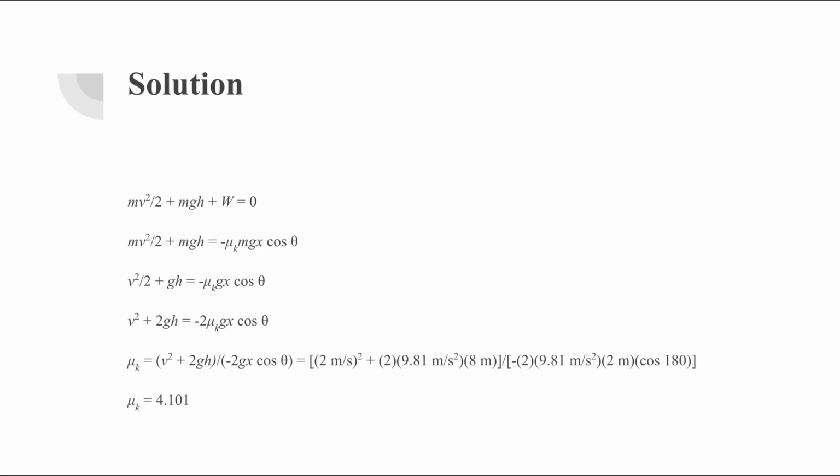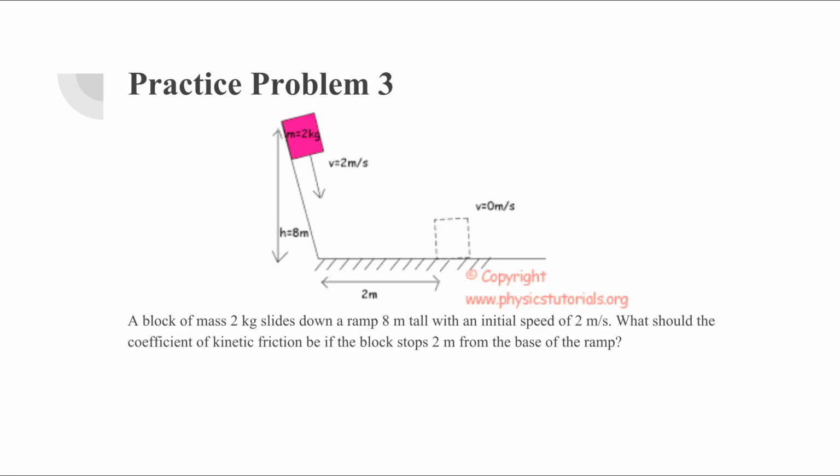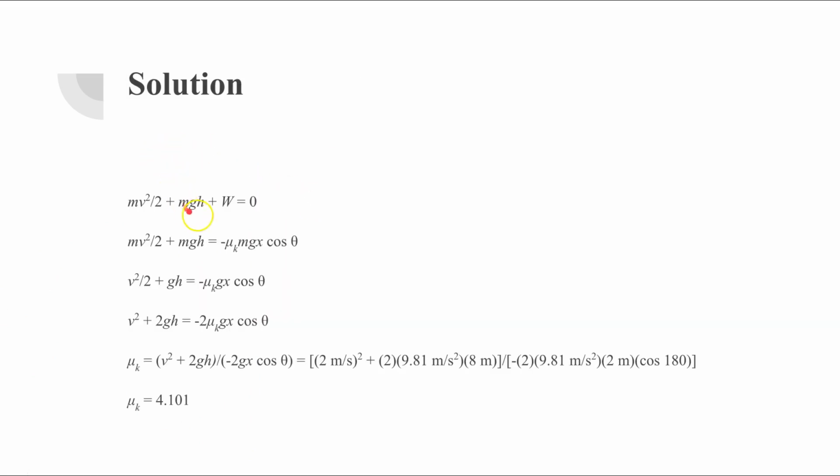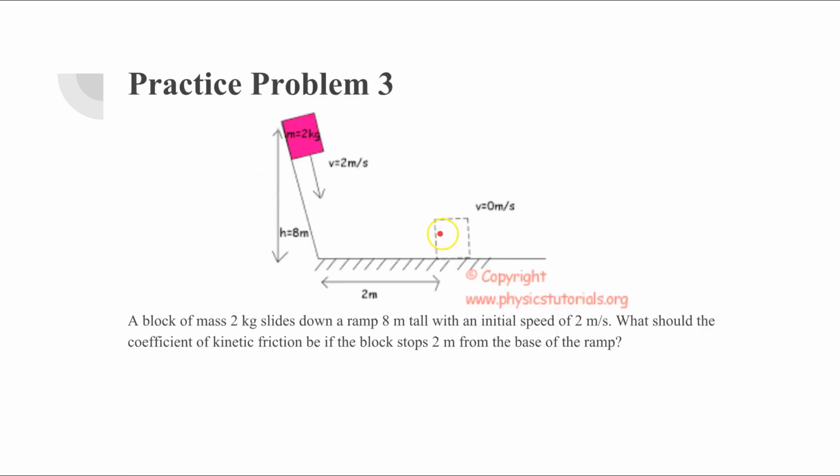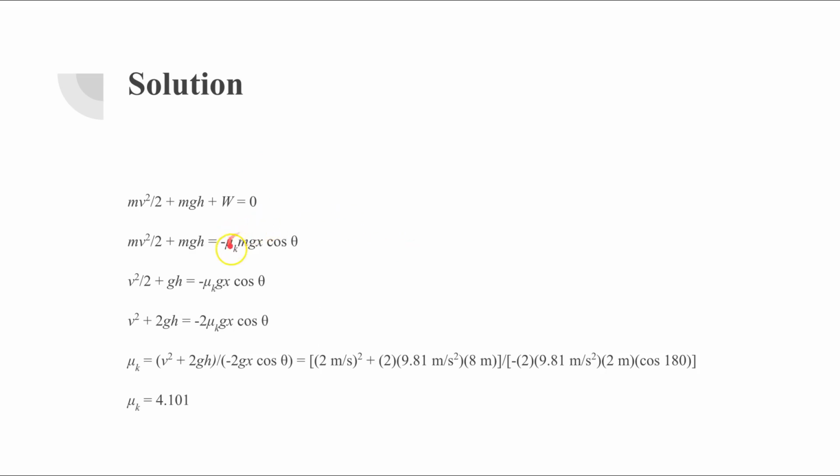The work will be done by friction, and we're trying to find out the distance at which this friction does work. So we have mv squared over 2 plus mgh. There's mv squared over 2 because the block has some initial velocity. Coming from 8 meters, so there'll be some mgh as well. Plus some work by friction should bring the block to 0 by 2 meters, okay? And we're trying to solve for the mu k needed.